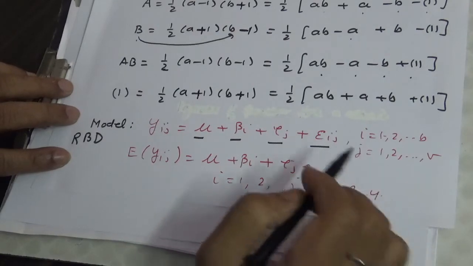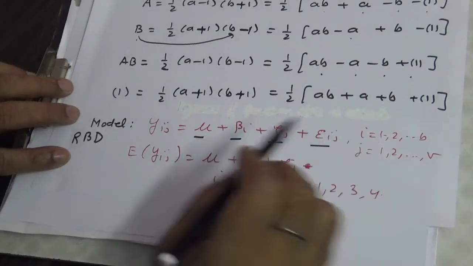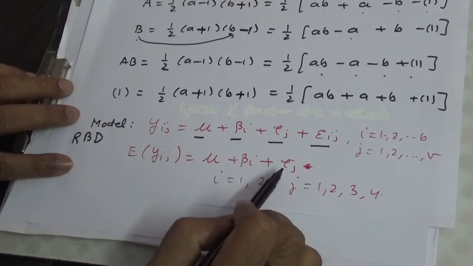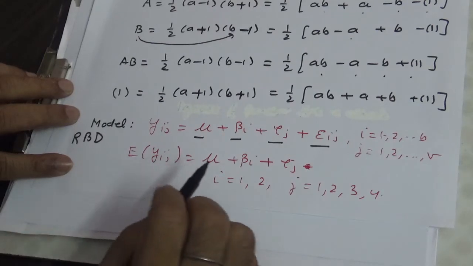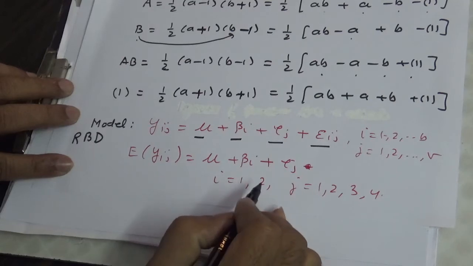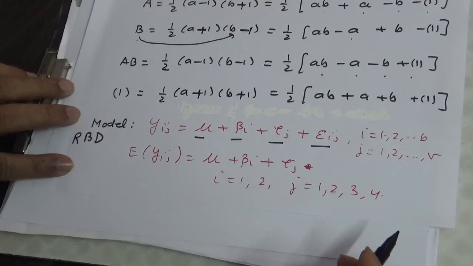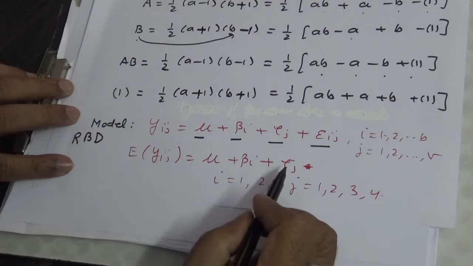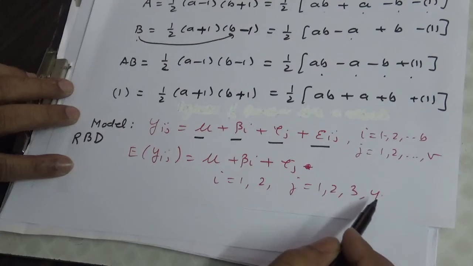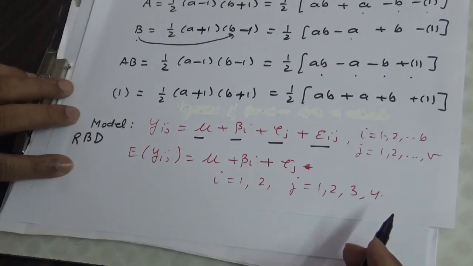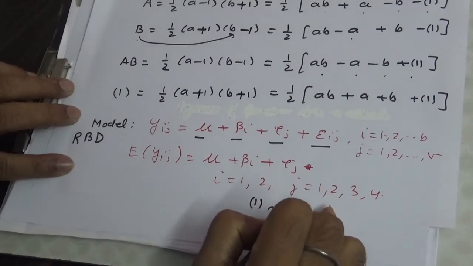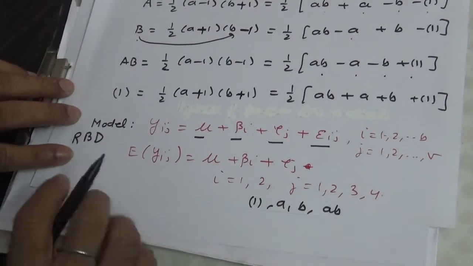So assuming that the expected value of epsilon ij is 0, we can write this model as expected value of Yij is equal to mu plus beta i plus tau j, and in our given setup, this i will become 1 and 2. Why? Because there will be only 2 blocks. And tau j, j goes from 1, 2, 3 and 4. Why? 1, 2, 3, 4 means there are 4 treatment effects. What are those effects? They are 1, A, B and AB.